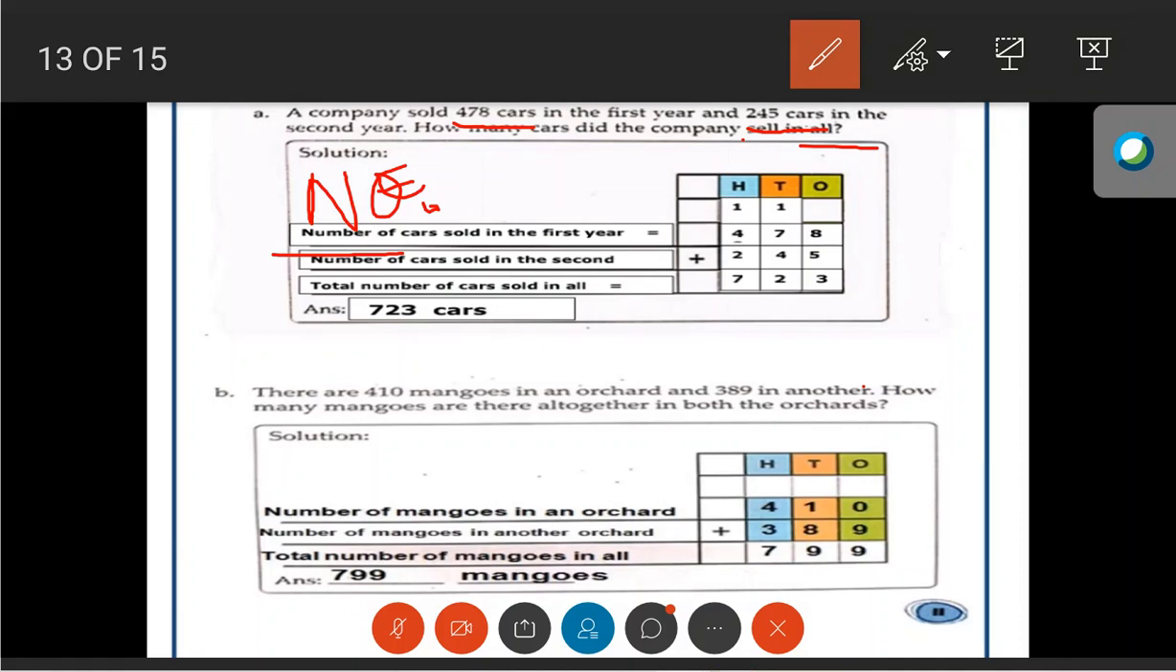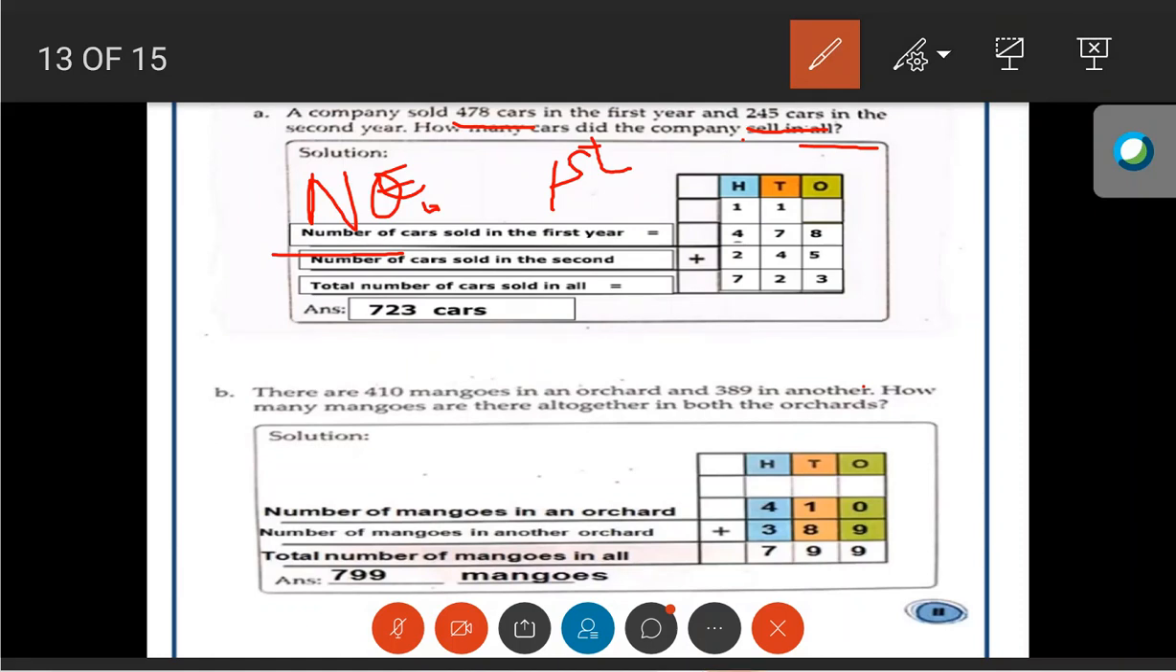Number of cars sold in the first year. Even "first year" you can write like this. Even the word you can write if there is space. Otherwise, you can write 1st with an apostrophe. Number of cars sold in the first year is equal to how many cars? 478. 400, 7 tens, 8 ones.